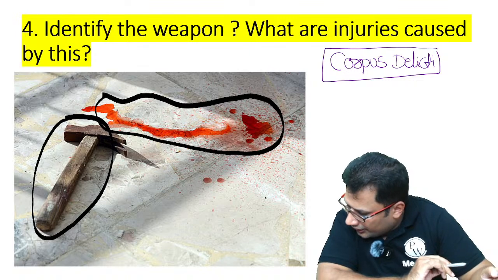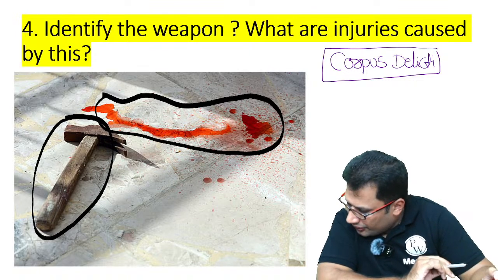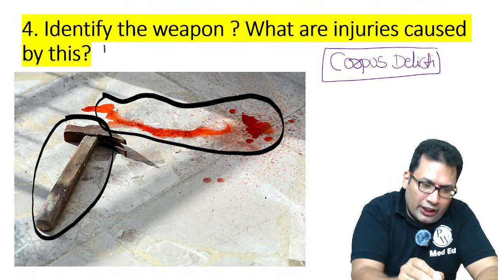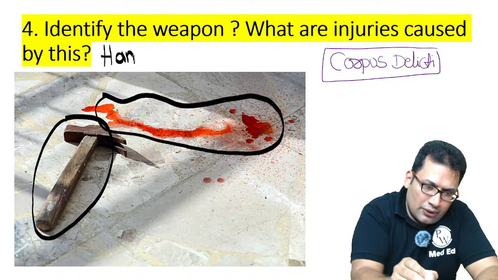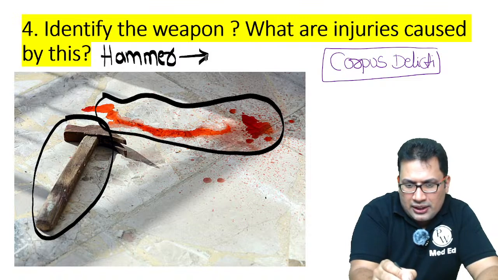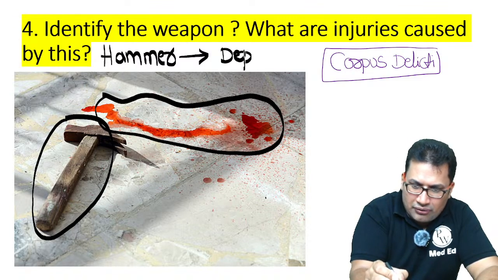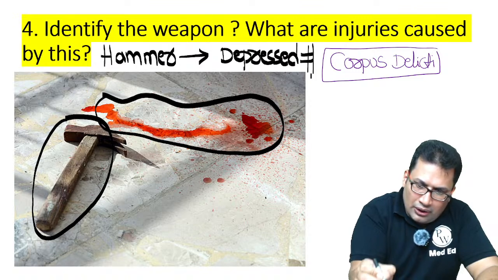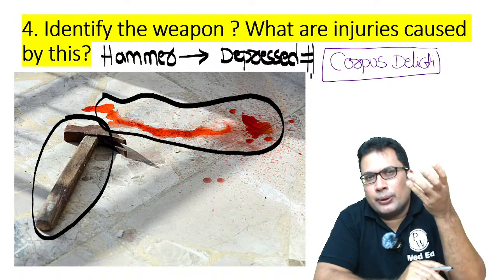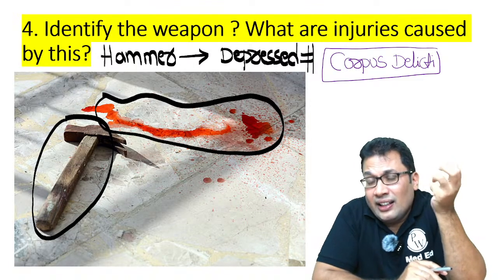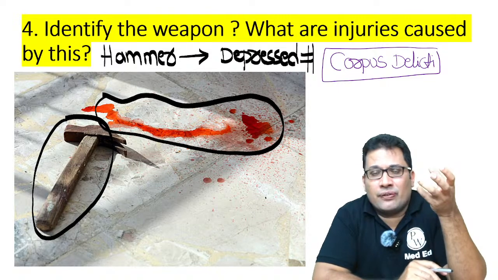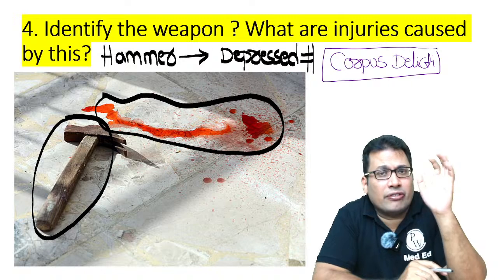So what is this? Yes, Tuhi Mitra sir, this is basically a hammer. Very good. The hammer causes a depressed fracture. A hammer is a heavy weapon having a small striking surface. It leads to a depressed fracture, also known as signature fracture.